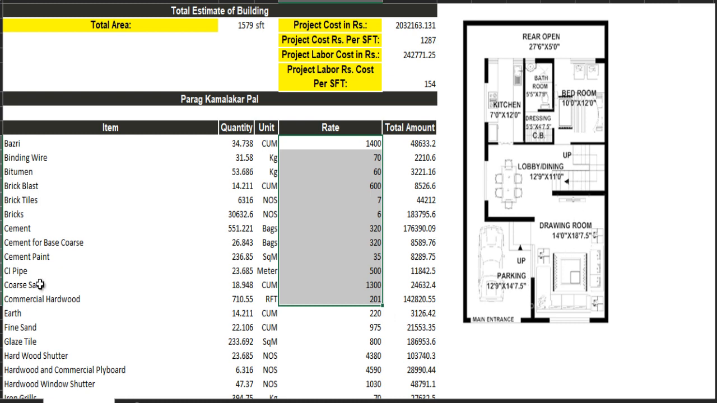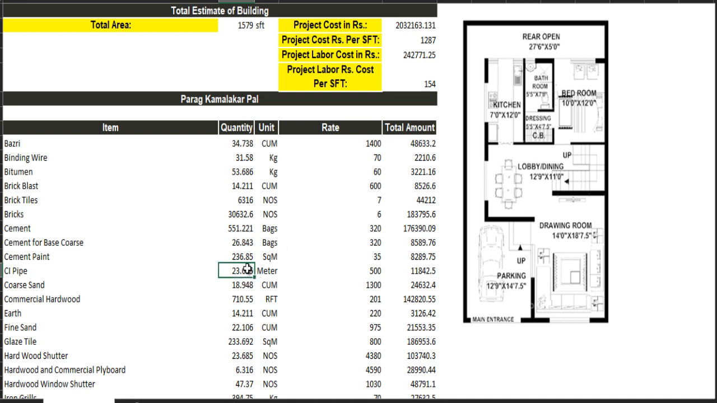So for this, you require brick ballast 34.738 cubic, binding wire 31.58 kg, bitumen 53.686 kg, brick ballast 14.211 cubic, brick tiles 6,316 number, bricks 30,632 number. Cement you require 551 bags. Cement for base course you require 26.843 bags. Cement paint you require 236.85 square meter.